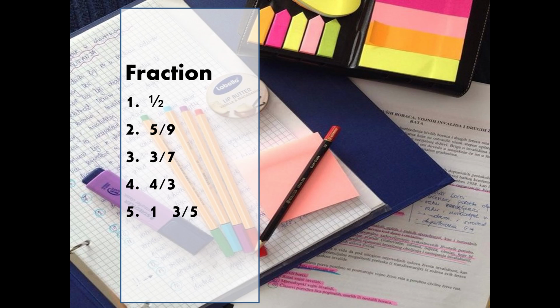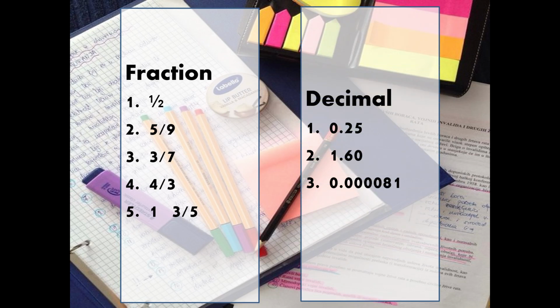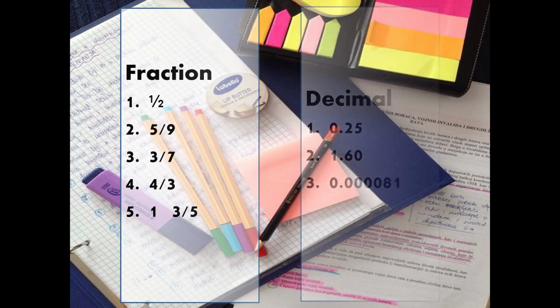So, kung makikita natin dito sa fraction, meron silang bar or the fraction bar. And for the decimal naman, 0.25, 1.60, 0.000081. So, ang common na matatawag natin siyang decimal ay meron itong point. Okay? So, start na tayo.